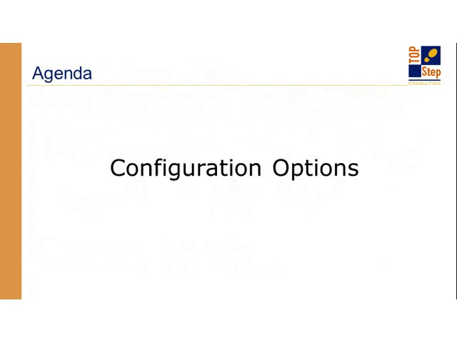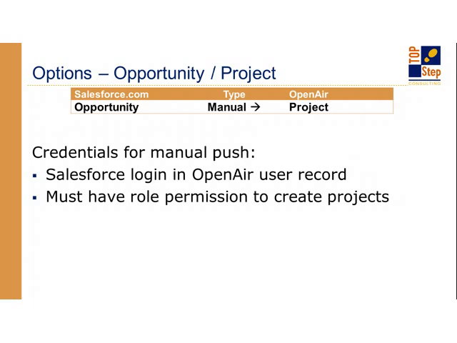All right, we're going to drill a little bit deeper into these data flows. Starting with the opportunity to project push, keep in mind that if you're going to push an opportunity to OpenAir, you have to have a user record set up in OpenAir that has the role permissions to create projects. Now, why am I bringing this up? Because if you have a salesperson in Salesforce thinking, I'm going to help out professional services and create their project for them, the salesperson has to also have permission in OpenAir to create that project.